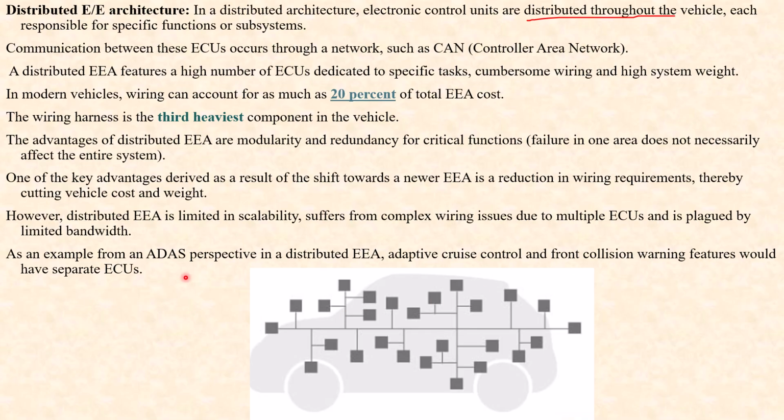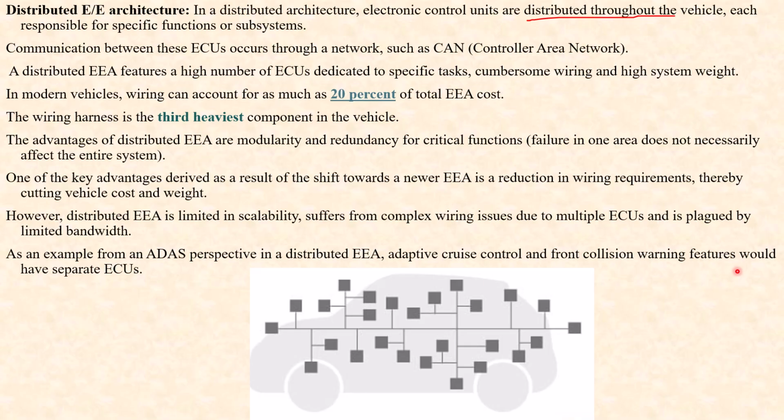As an example, from an ADAS perspective, in a distributed EEA, adaptive cruise control and front collision warning should have separate ECUs. So you can understand, now as ADAS features are increasing, in a distributed perspective, just two features or two functionalities will have two different ECUs. So suppose if there are some 10 ADAS functionalities, then it will have 10 ECUs. So you can understand how much the wiring is becoming complex, and also how much extra weight it is adding to the vehicle. So naturally, it is common sense to understand, as the weight of the vehicle is increasing, fuel efficiency will be badly affected.